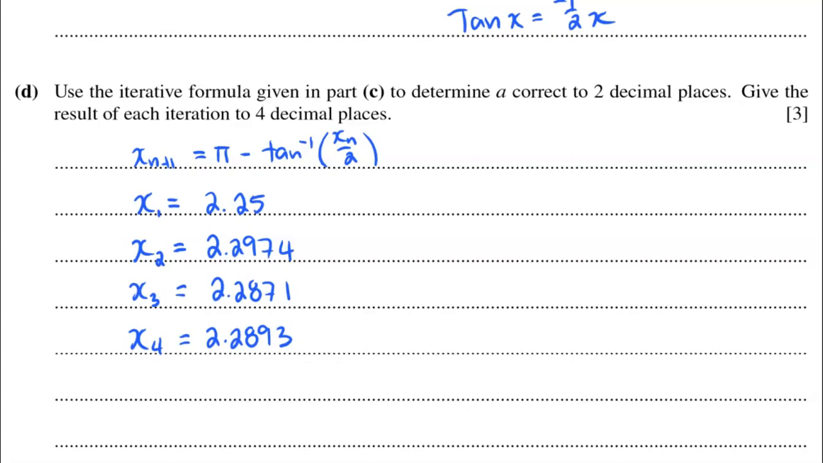All right, so right here, you should note that if you round the x3 amount to 2 decimal places, you get 2.29. And if you round the x4 to 2 decimal places, you get 2.29, which is the same value. So we could technically just stop there and say, we're close enough. But if you wanted to be really sure, you can grab another value, and we would get 2.2888.